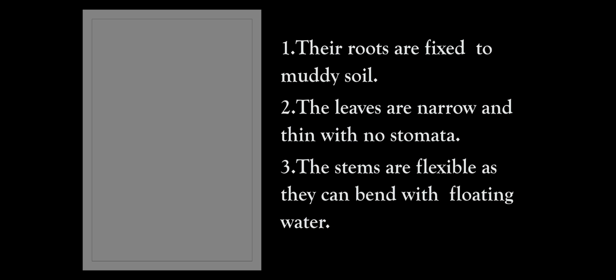Second, the leaves are narrow and thin with no stomata. Third, the stems are flexible as they can bend with floating water. To repeat: first, their roots are fixed to muddy soil. Second, the leaves are narrow and thin with no stomata. Third, the stems are flexible as they can bend with floating water.